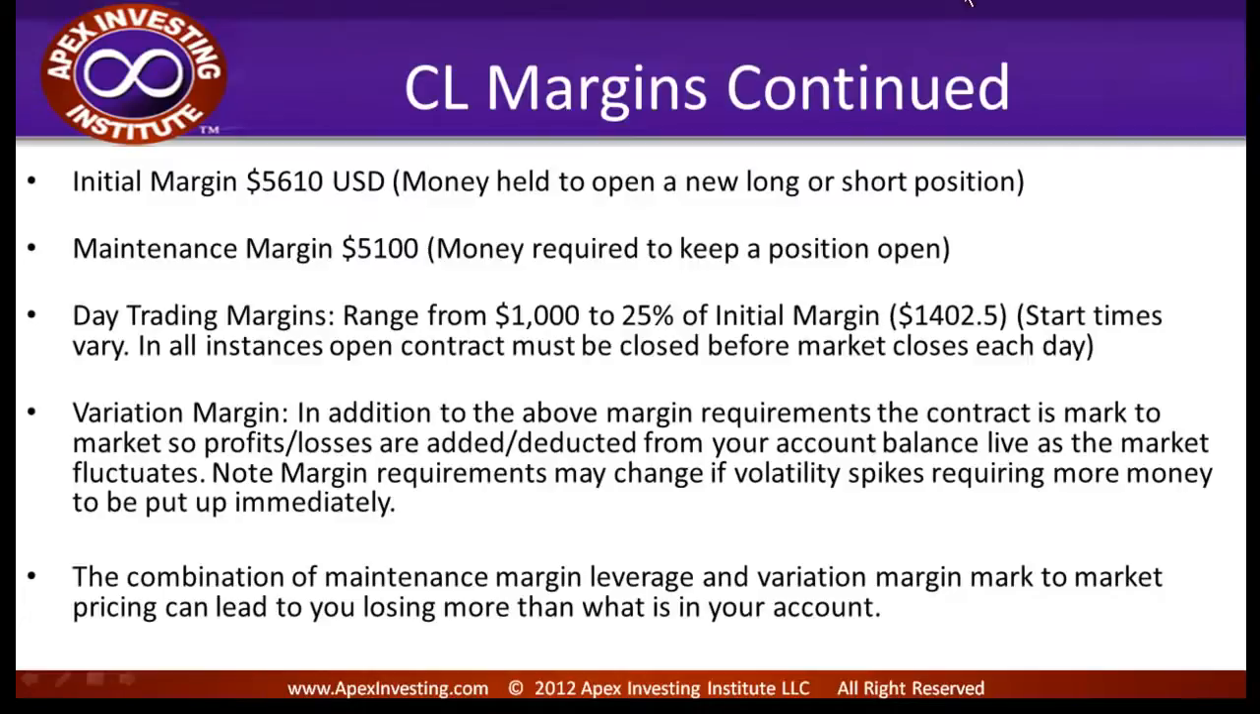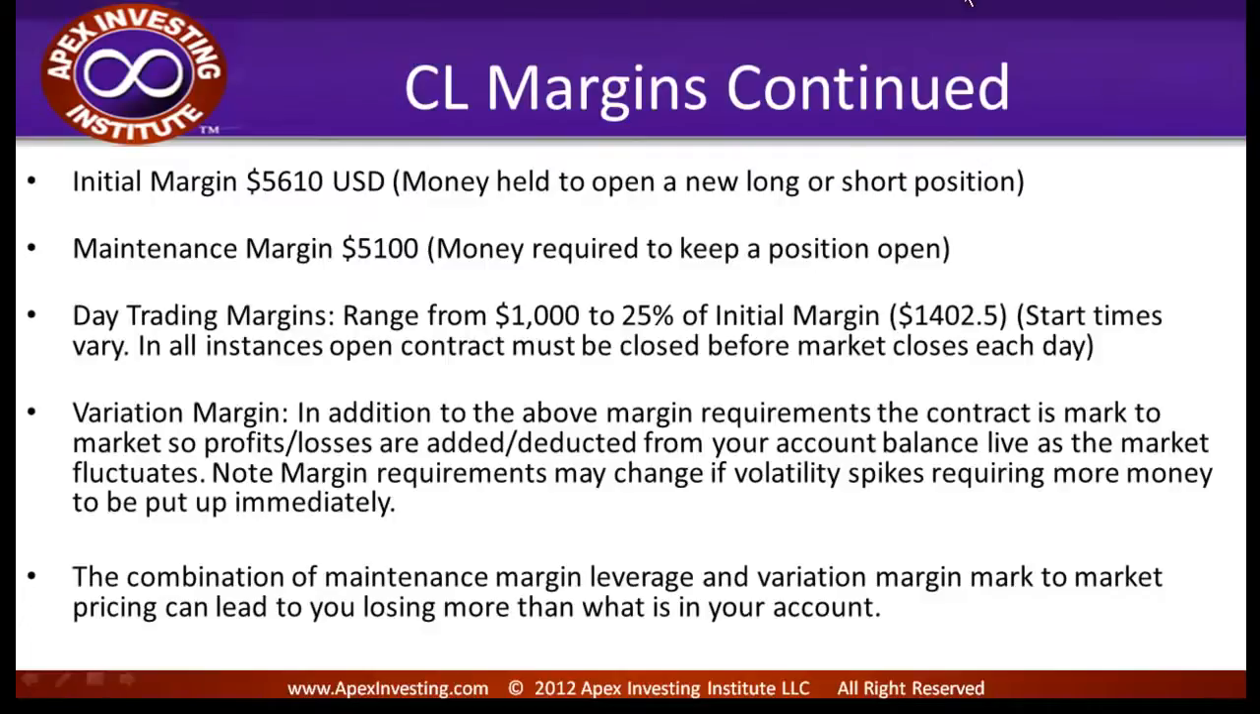There's also variation margin, which is, in addition to the above margin requirements, the contract is marked to market, so profits and losses are added and deducted from your account balance live as the market fluctuates. And margin requirements may change if volatility spikes, requiring more money to be put up immediately.